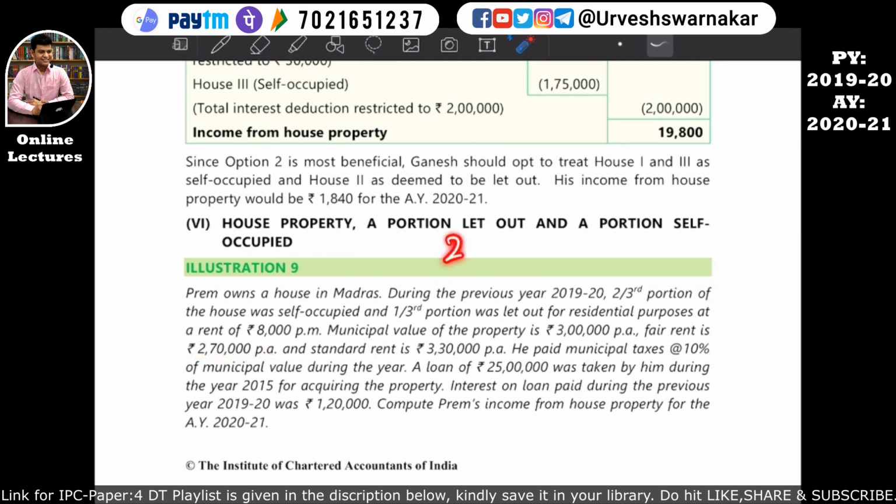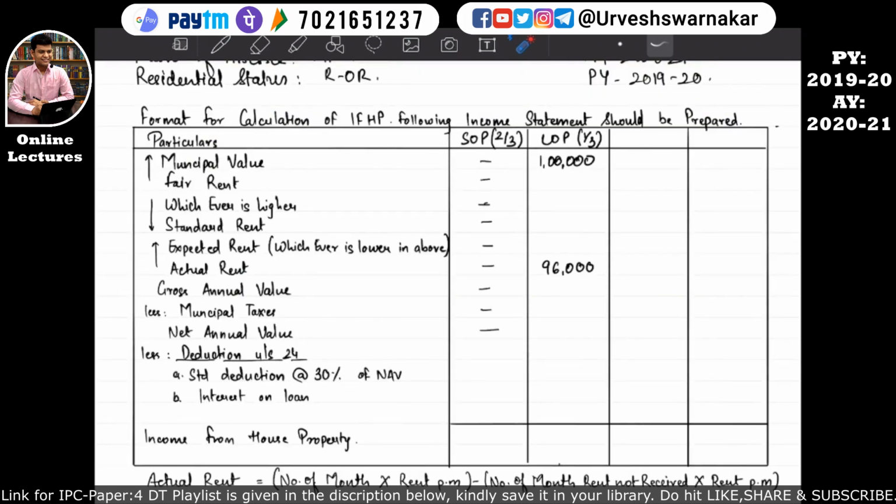So 2,70,000 will be divided into the portion of the house property that has been let out, that is 1/3, which will be equal to 90,000. I hope this is quite clear. So in our format, in place of fair rent, we will write 90,000. I hope this is quite clear to you all.